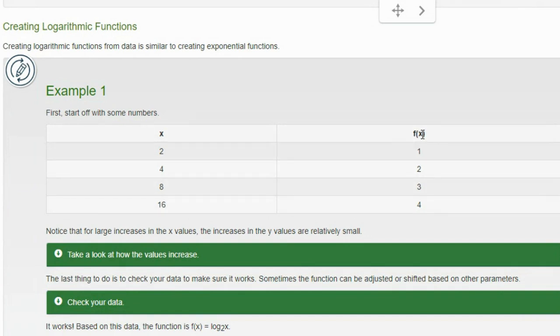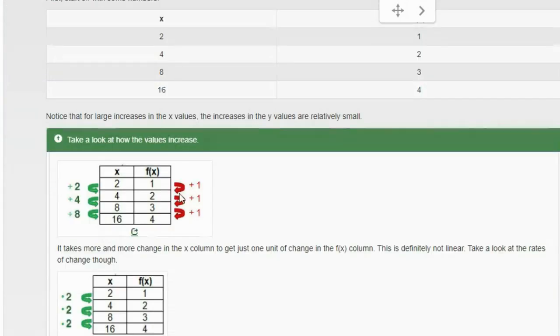So the y, or the f of x, is 1, 2, 3, 4. That's what we saw in the x with exponentials. And the x is 2, 4, 8, 16. Now notice how it increases. The y goes 1 plus 1 plus 1. But this is plus 2 plus 4 plus 8, which means this is not linear, it doesn't graph a line.